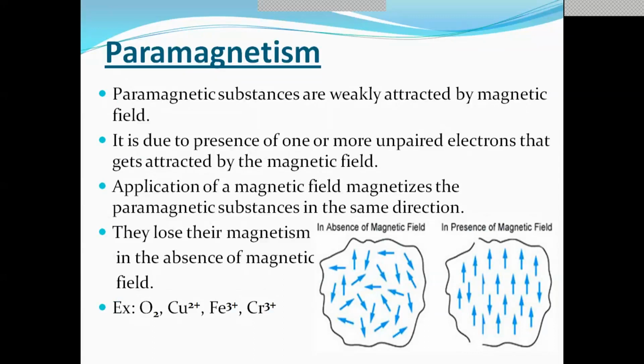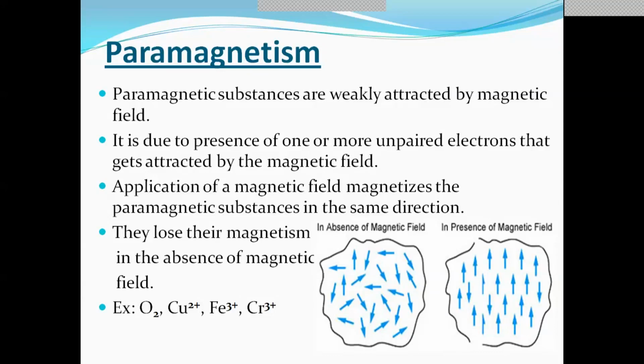So here the first type of magnetism is paramagnetism. Paramagnetic substances are weakly attracted by magnetic field. And this paramagnetic nature of substances is due to the presence of one or more unpaired electrons present in the atom. Why are only unpaired electrons showing magnetic property?